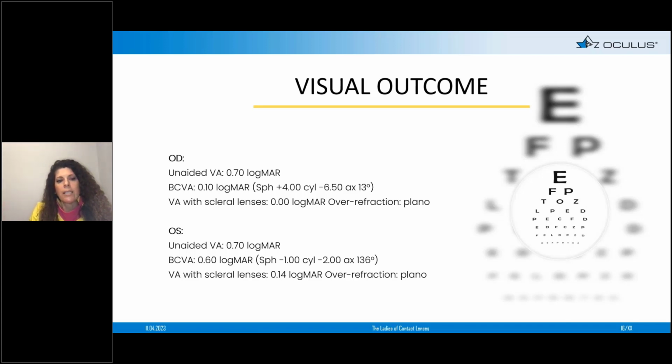So here you can see the visual acuity with scleral lenses, how scleral lenses ameliorated visual acuity compared to the best corrected visual acuity with spectacles and unaided visual acuity in both eyes. So over refraction was plano. First lenses delivered to Kian were the final lenses.